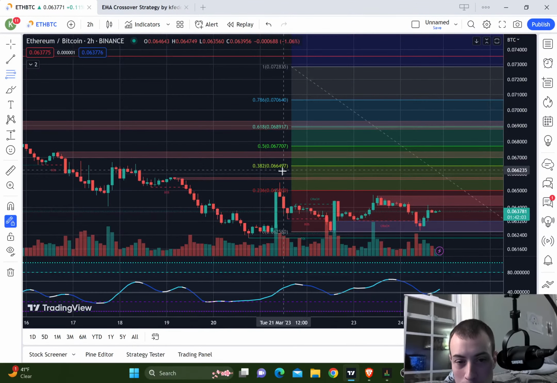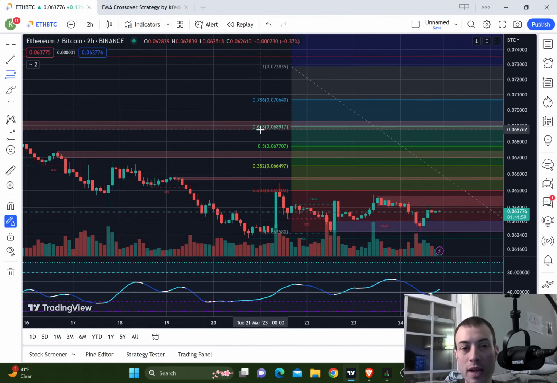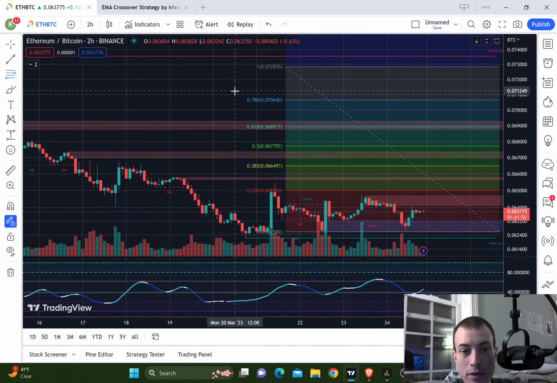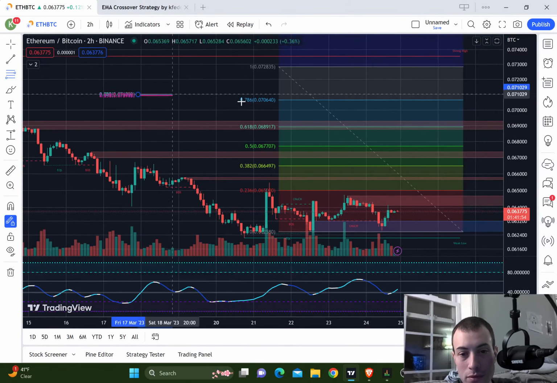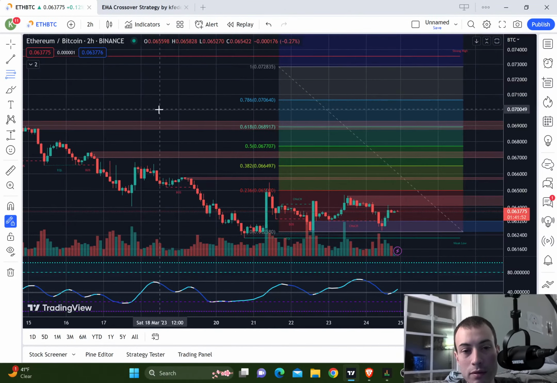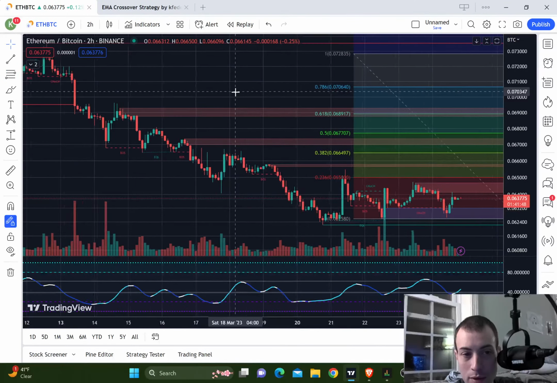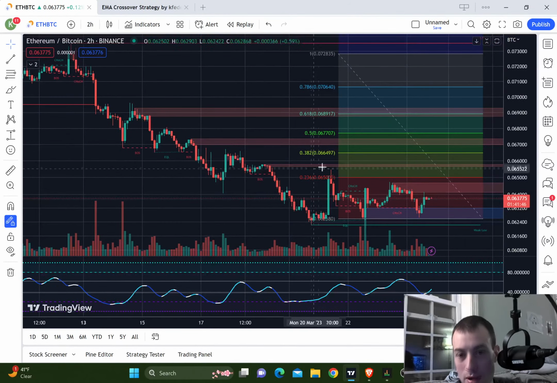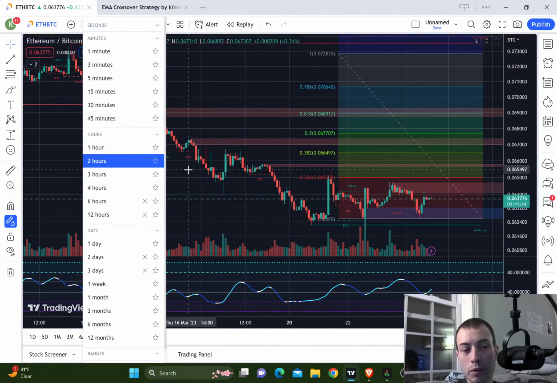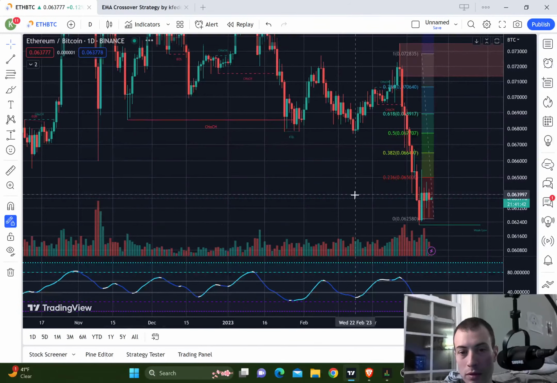0.068. Oh, that's at the 618. Okay, so that is kind of far up, but 618 is still a very common spot for it to go, and it lines up right with that order block over here. And what would that look like on a daily?